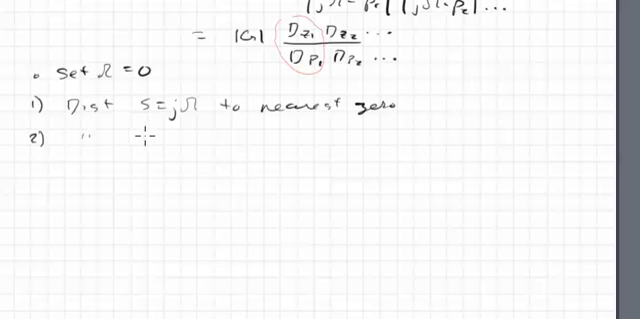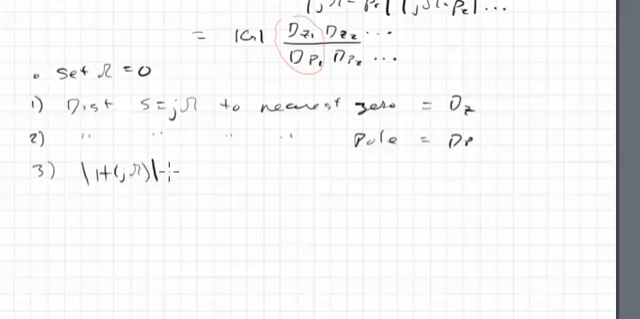Then we're going to measure the distance from s equals j omega to the nearest pole. So this is going to be dz, and this is going to be dp. Then our estimate of the frequency response is going to be the ratio of these two, dz over dp. In all of this, we're not going to worry about g. We're going to assume that this is equal to 1.